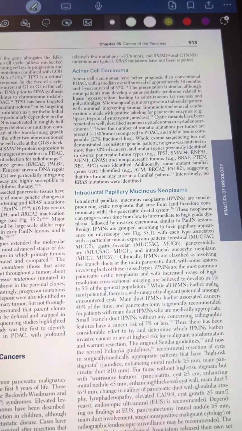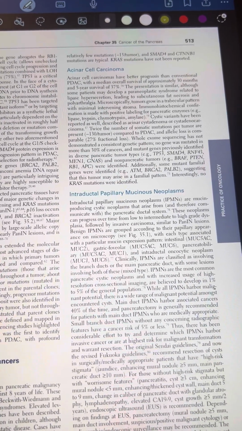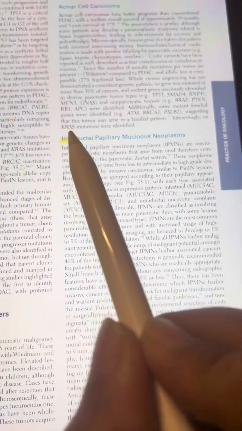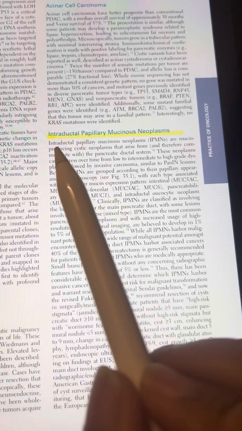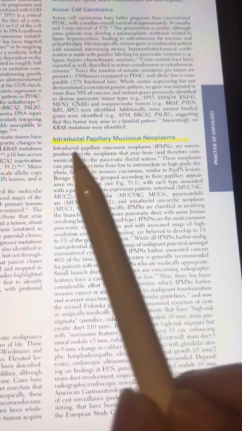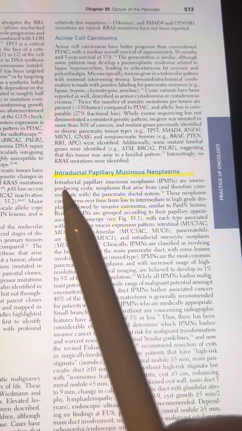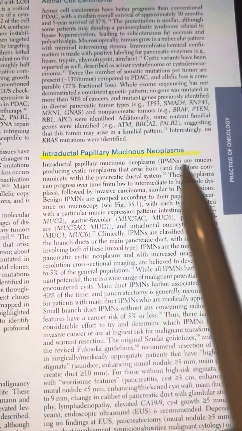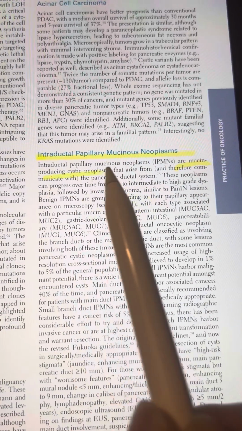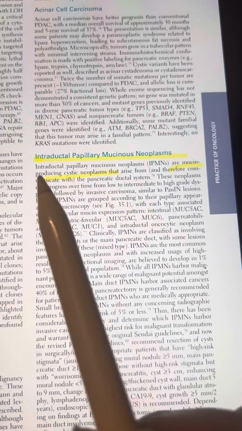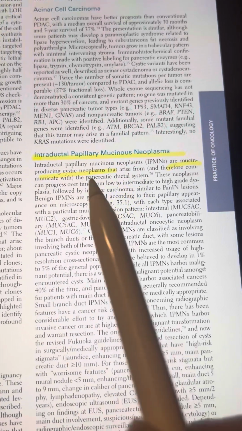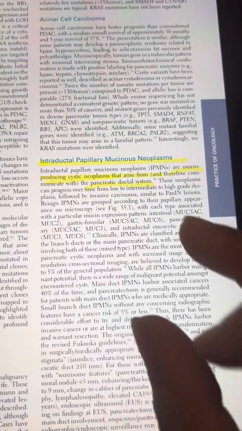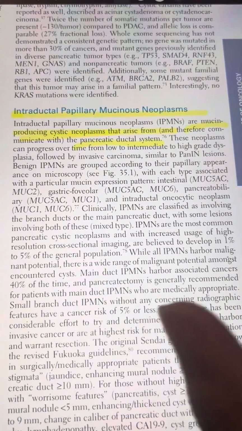Hello friends, today we are going to study the cancer of the pancreas, and in this there is one cancer that is less common, IPMN, intraductal papillary mucinous neoplasm. So intraductal papillary mucinous neoplasm, IPMN, are mucin-producing cystic neoplasms that arise from and therefore communicate with the pancreatic ductal system.